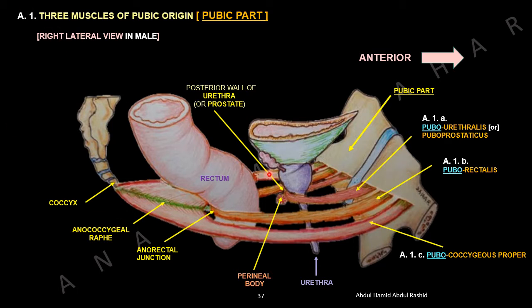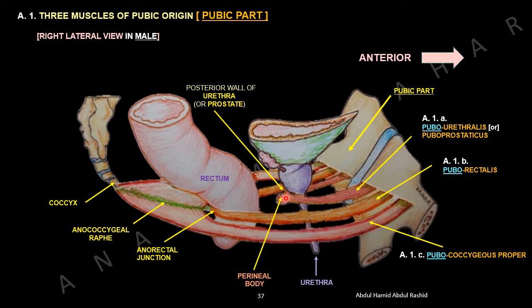So let's see the three muscles coming from the back of the pubic bone. The first one, A1A, is pubourethralis or puboprostaticus, which is the most medial one. The intermediate one is puborectalis, and the outermost one is pubococcygeus proper. Pubourethralis or puboprostaticus, coming from the back of the pubic bones, goes backwards, around the back of the prostate or urethra, where it meets the opposite fibers, and they insert to the perineal body.